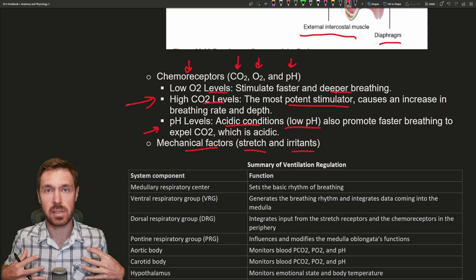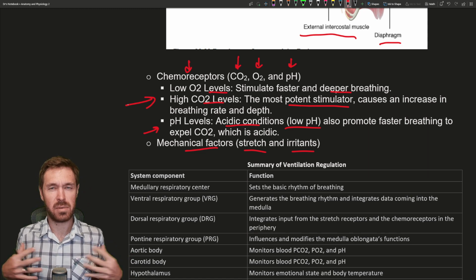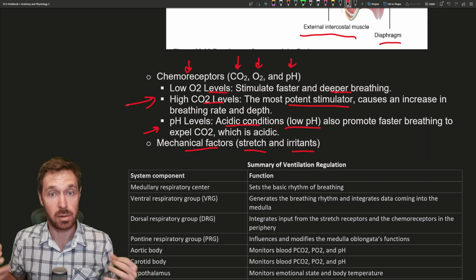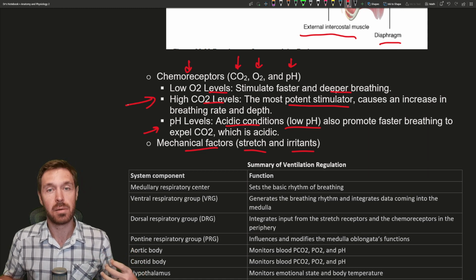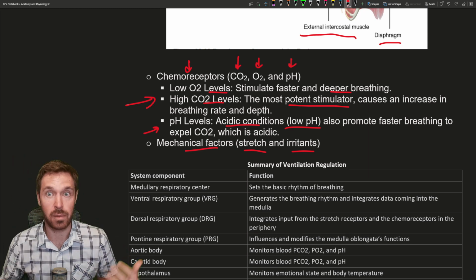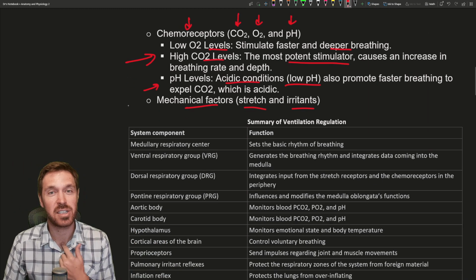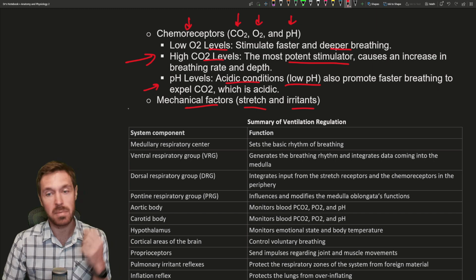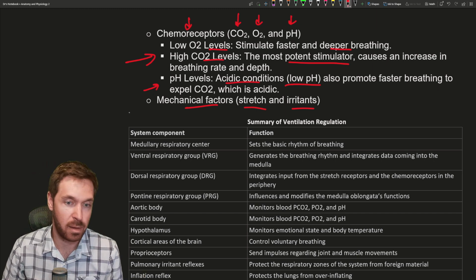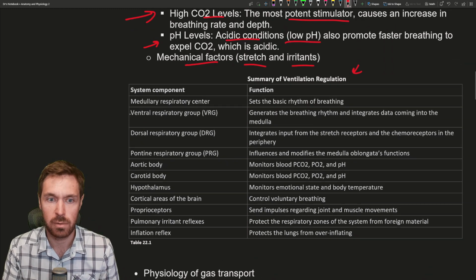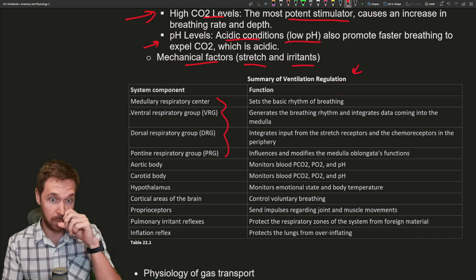So stretch is when you reach a point, which you don't really ever get to, where you stretch the lungs so much that your body protects itself from damage and says no more stretch is allowed. Then any irritants, this is what reflexive coughing is. If anything touches that little split in your trachea called your carina, you immediately start coughing. It's an automatic reflex. So here, this table is just a summary of ventilation regulation. So you've got all your little respiratory control groups right here.